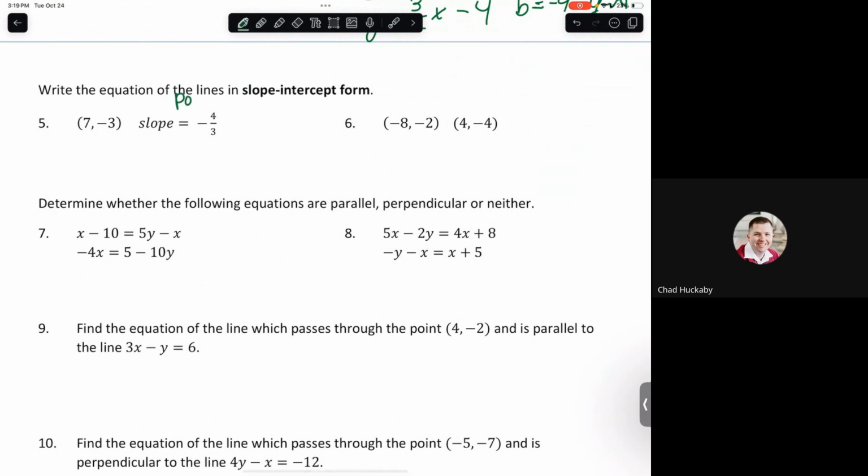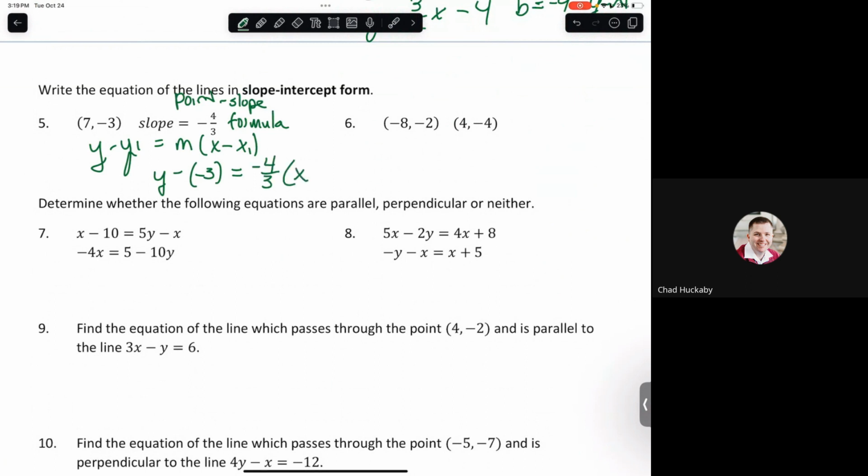So we can plug in the x and the y into the point-slope formula. And the point-slope formula is y minus y1 is equal to m times x minus x1. So y minus our y value, which is -3, is equal to m, our slope, -4/3, times x minus x1, which is 7.